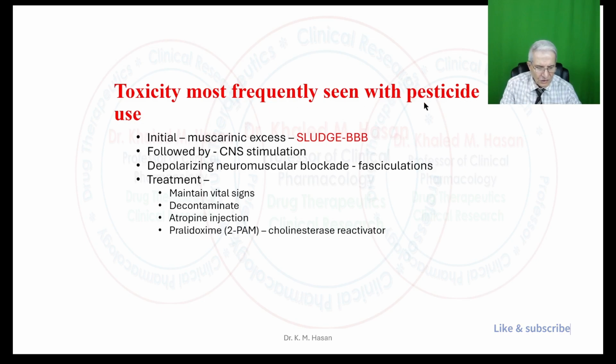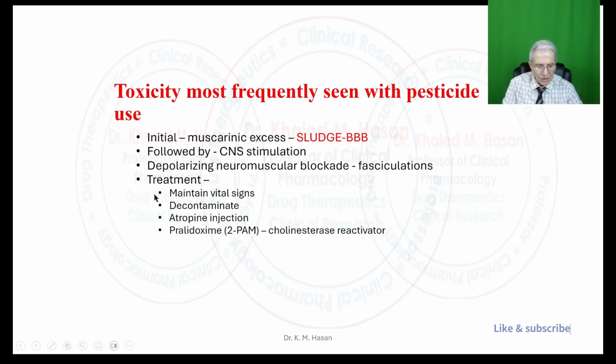Toxicity is most frequently seen with pesticide use, and initially you can see the patients suffer from SLUDGE and the mnemonic. I refer you to the slide regarding this mnemonic. The patients suffer from central nervous system stimulation and depolarization of the skeletal neuromuscular junction. The patients suffer from severe skeletal muscle contraction, which appears as fasciculations. How to treat this patient? This is an important issue here.